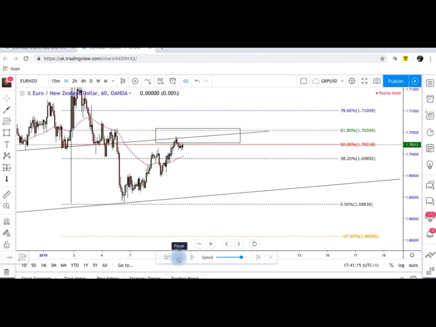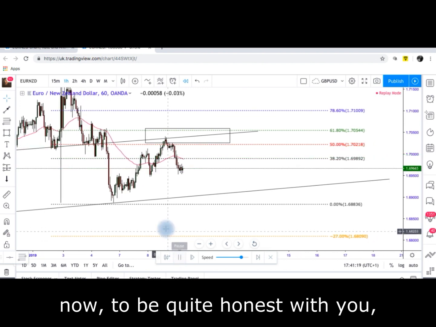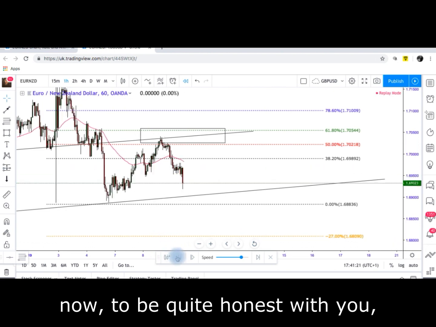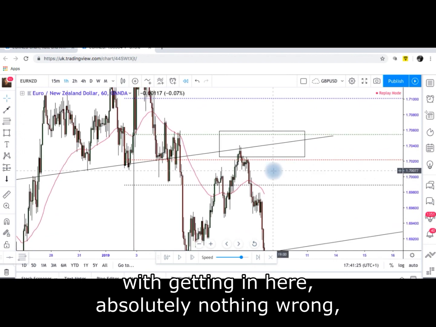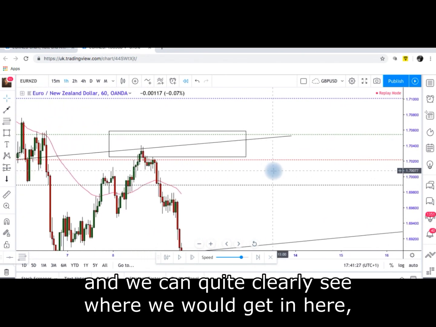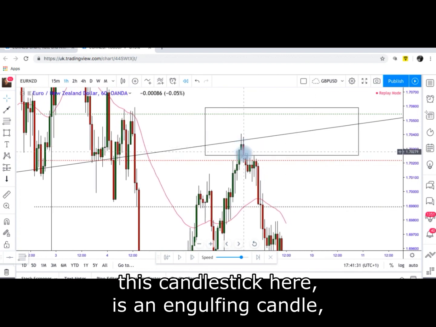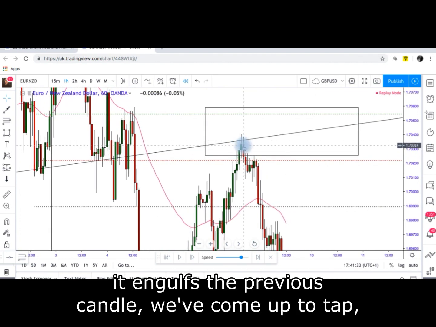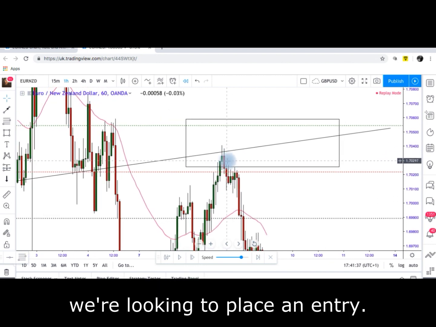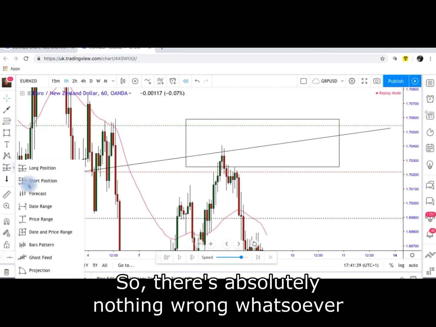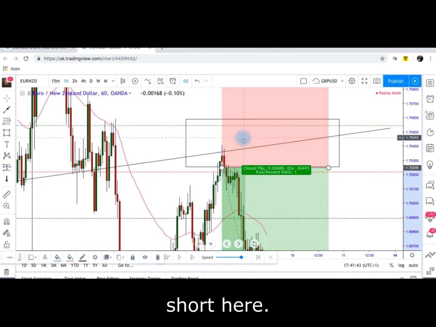Beautiful. Now, to be quite honest with you, there's absolutely nothing wrong whatsoever with getting in here. Absolutely nothing wrong. And we can quite clearly see where we would get in here. This candlestick here is an engulfing candle, it engulfs the previous candle. We've come up to tap and we've respected the exact area we're looking to place an entry. So there's absolutely nothing wrong whatsoever with going short here.